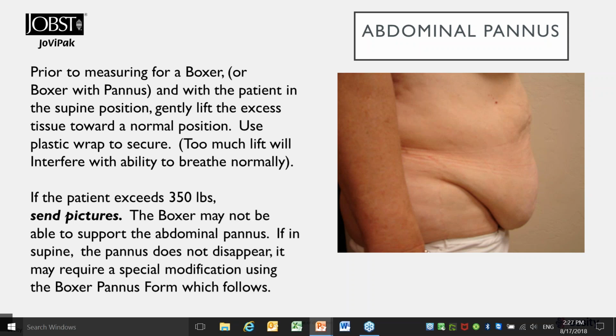If the patient exceeds 350 pounds, please send us pictures. We often do not guarantee garments beyond that weight. The boxer may not be able to support the abdominal panus. If in supine the panus does not disappear, it may require a special modification using the boxer panus form, which is to follow.